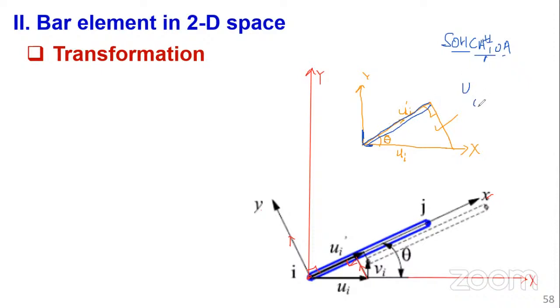So you can say cos theta equals, cos theta is equals to what? Adjacent over hypotenuse. So U prime I over UI. Therefore, we have the horizontal component of UI, U prime I, which is equals to UI cos theta.